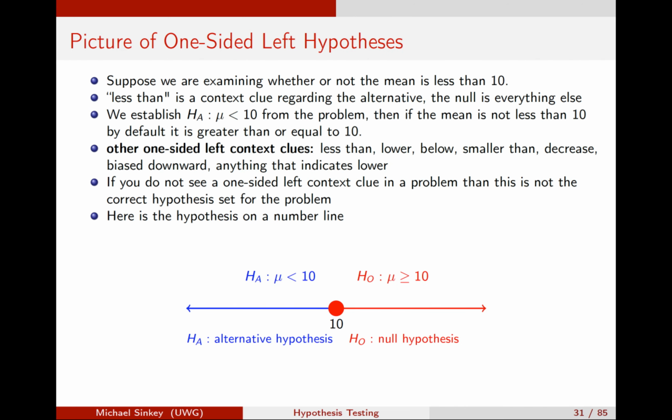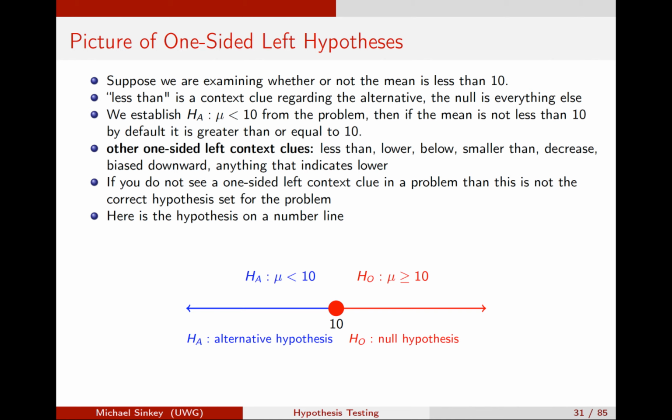Now let's look at a one-sided left hypothesis. Suppose I'm examining whether or not the mean is less than 10. Still one side, only looking less than 10, not looking greater, just left. Less than 10, 9, 7, 6, 2, -1. All of those are less than 10. That's everything to the left in blue. That is a description, again, of the alternative. So mu less than 10. Less than is a context clue.